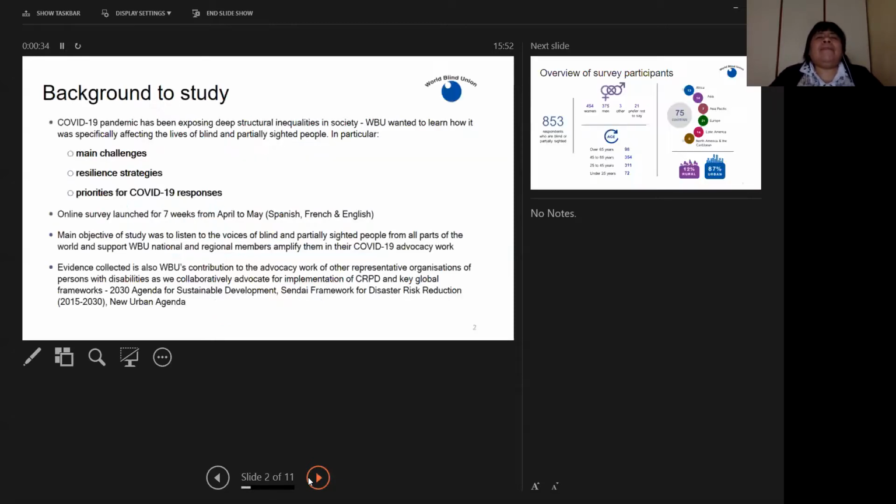We have first the background of the study. As all of you know, the COVID-19 pandemic has been exposing deep structural inequalities in society. And with this report, World Blind Union wanted to learn how it was particularly affecting the life of blind and partially sighted people. In particular, World Blind Union wanted to know what were the main challenges at the beginning of the crisis, and also the resilience strategies and priorities for COVID-19 responses.